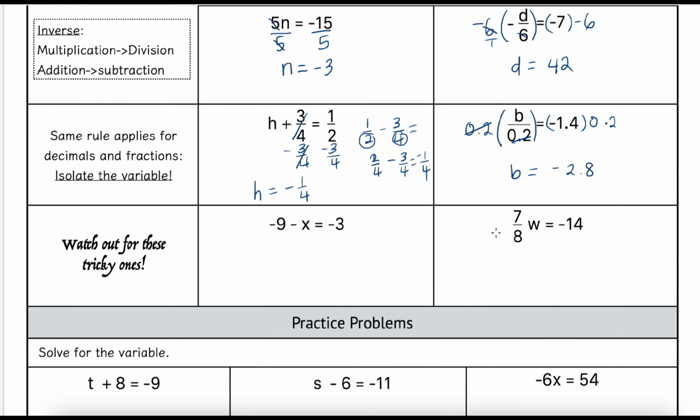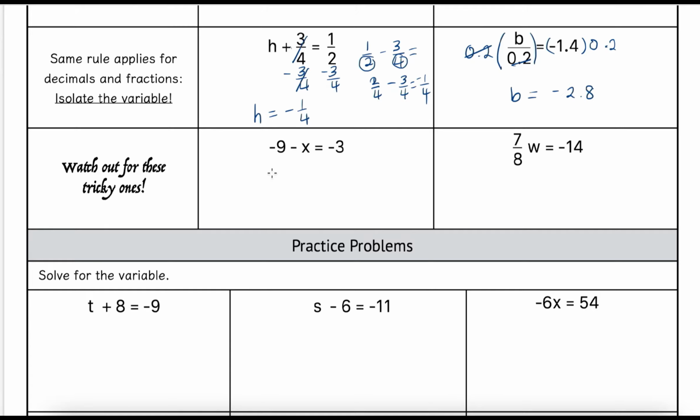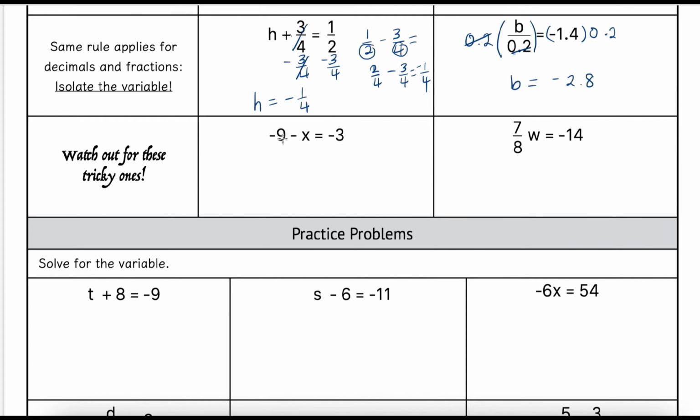Okay, and these two questions are slightly tricky, and I'll show you what I mean by that. Here we have negative 9 minus x is equal to negative 3. We have our x after the number. We still can use the same rule of getting rid of negative 9 so that we have the variable by itself. In order to get rid of negative 9, we have to add 9. So we add 9 to both sides.